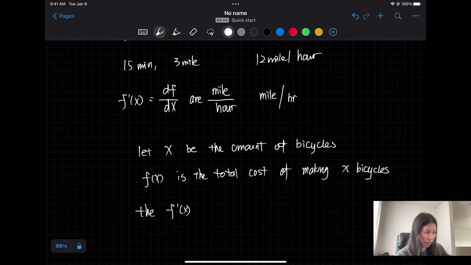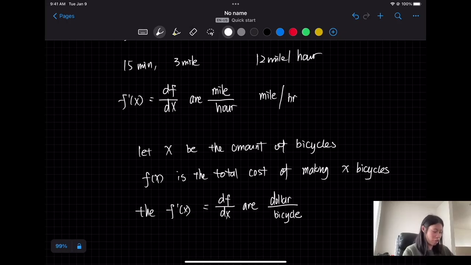Then f prime of x, which is equal to the derivative of the function at x, what would be the unit? So the total cost would be in dollars, right? Over the bicycle, the amount of bicycles, 1 bicycle, 2 bicycles, so it should be the cost per bicycle. Okay. So in the business context, the word marginal usually means derivative or rate of change of some quantity.